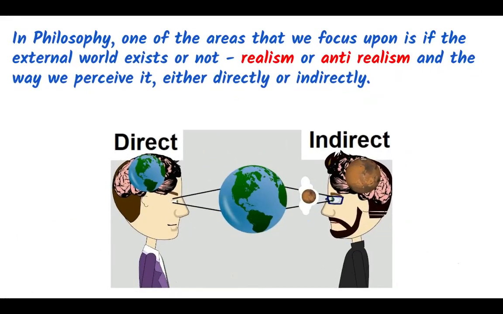Okay, so in philosophy, one of the areas that we're focusing on is whether the external world exists or not, a position that we might describe as realism or anti-realism, and also the way that we perceive this external world, whether we perceive it directly or indirectly. We're just going to go over a few of those theories within this particular video.